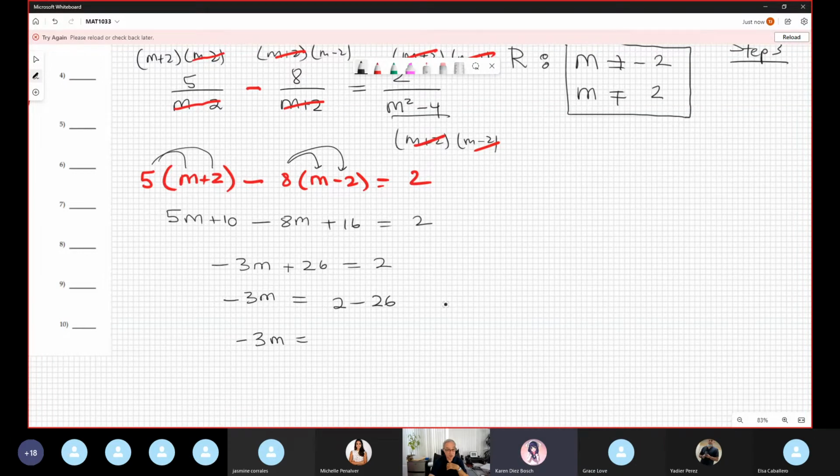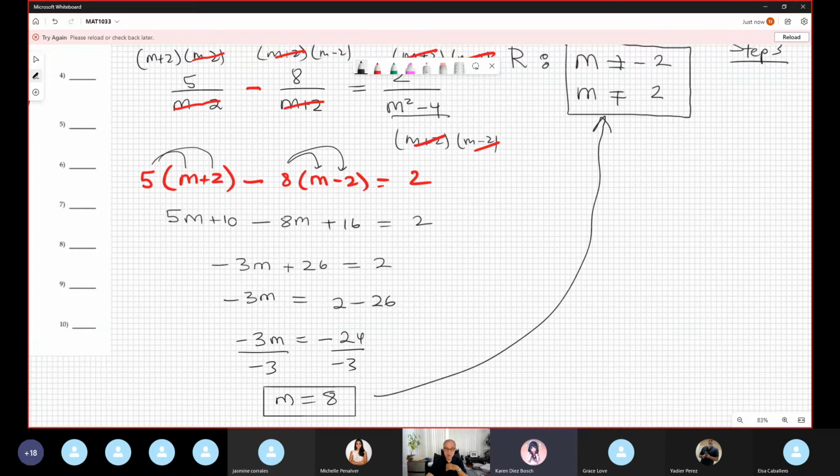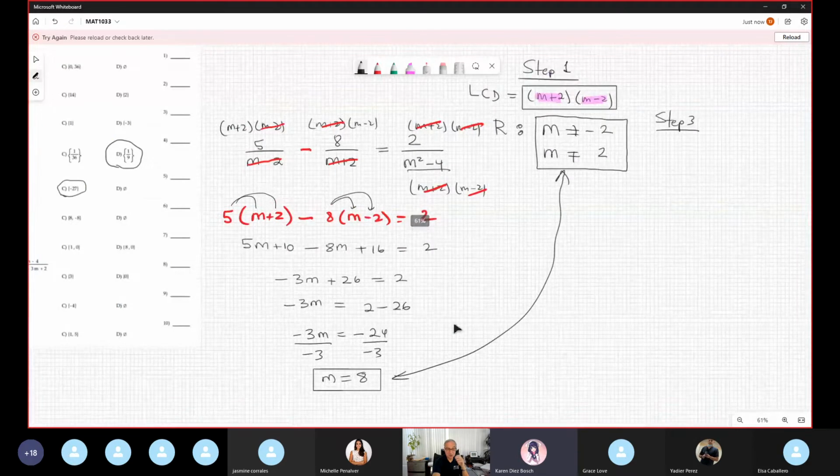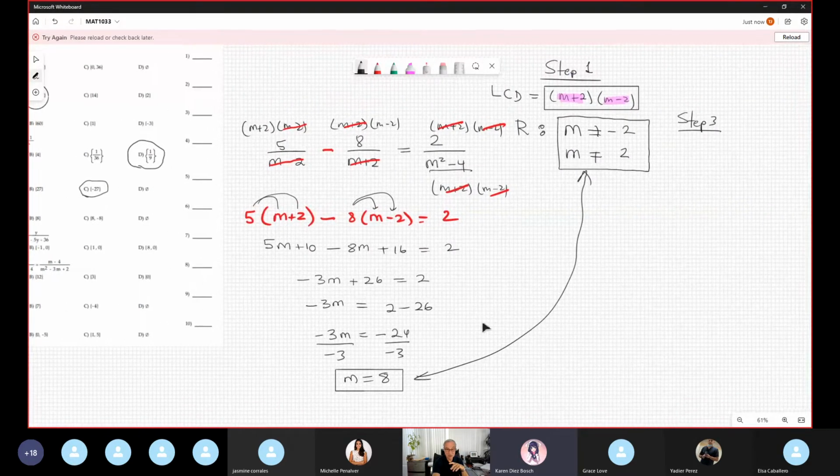Guys, you check and say, make a mistake. And finally, divided by negative 3 both sides. And negative divided by negative, positive. No coincidence with the restriction. In the majority of the examples, there are no coincidences, but you need to be aware. It's a tricky part.